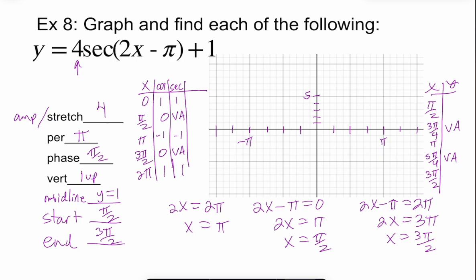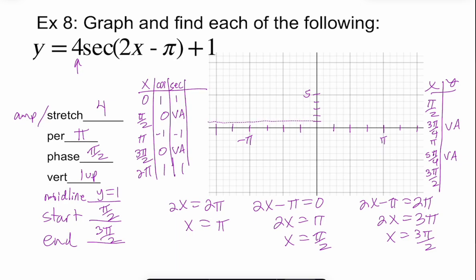Okay, so we have a midline at 1. Let's put that on there. So we have a vertical asymptote at 1/2 of a pi, which would be here. Oh, I'm sorry, we do not. We have a vertical asymptote at 3/4. 1, 2, 3. 3/4 is right here. We have a vertical asymptote at 5/4. So 1, 2, 3/4, 4/4, 5/4 right here.